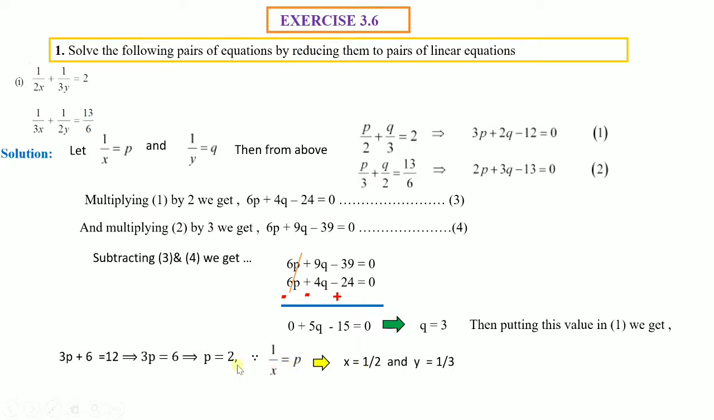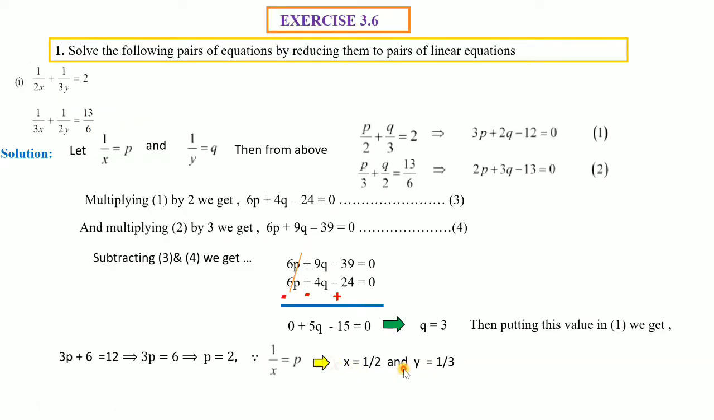1 upon x is equal to p means 2, then taking reciprocal of both the sides, x is equal to 1 by 2, and q is equal to 1 upon y, so q here we are putting 1 upon 3, that after taking reciprocal of 1 upon y becomes y. Now this is our final solution, x is equal to 1 by 2 and y is equal to 1 by 3. That's all about this question.